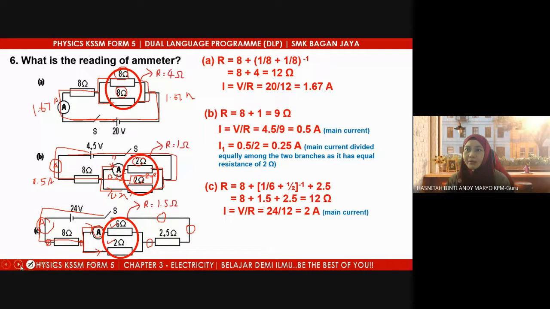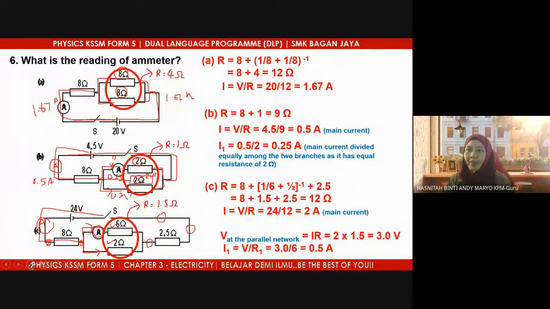So how do we find them? You can find them using this equation. This is the potential difference at the junction, which is 3 volts. So how do we find the current flow here? V divided by R. The junction voltage for this parallel network is 3 volt. You find the voltage first in this parallel network, and then the current will be 0.5 ampere.